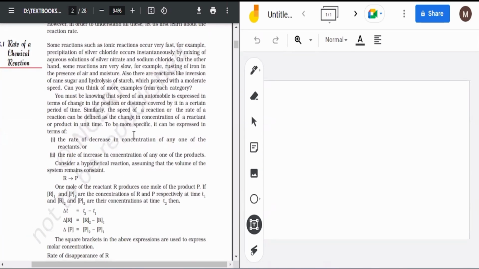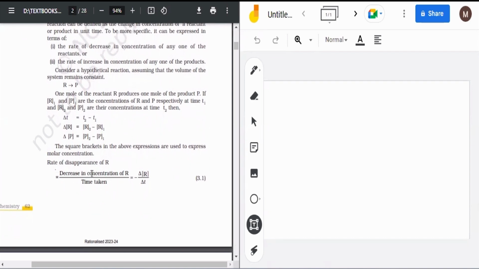Now, what is the rate of a chemical reaction? The rate of a chemical reaction basically tells us how fast or slow a reaction is. To be more specific, we can say that it is the rate of decrease in concentration of any of the reactants or the rate of increase in concentration of a product. मतलब किस स्पीड से reactants consume हो रहे हैं और किस स्पीड से products बन रहे हैं, उस चीज के रेट को अपन लोग बोलते हैं rate of chemical reaction. So we can define the rate of chemical reaction in terms of reactants and also in terms of products.